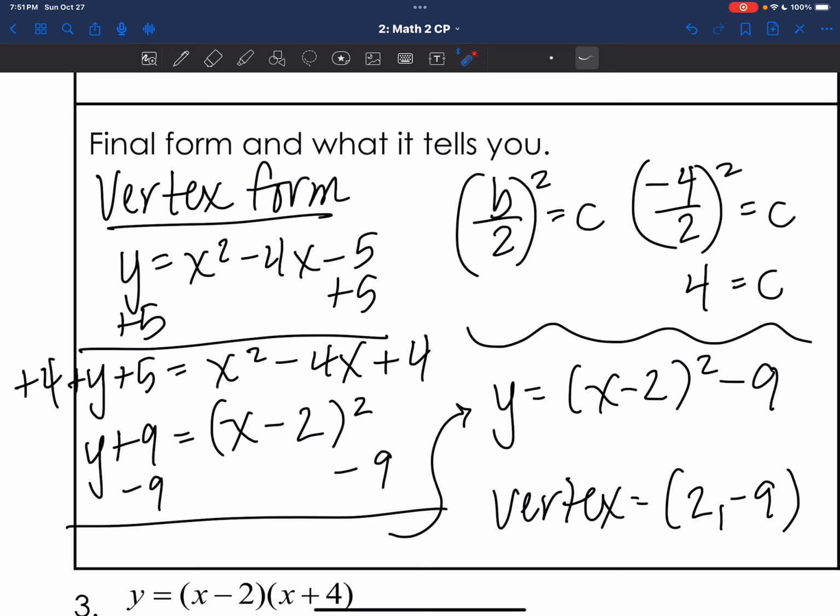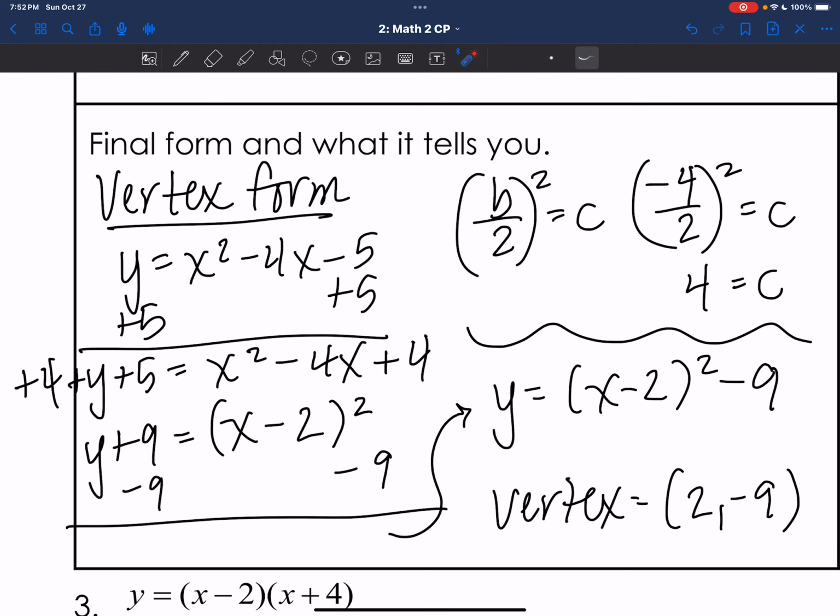Now that we've got this squared, we're going to move this 9 back over here by subtracting. And then I'm just going to finish my work, so that cancels out. So I'm going to move it up here, and it's going to be y equals x minus 2 squared minus 9. Now that it's finally in vertex form, all you have to do is look at your h, and then look at your k, and that's vertex form. And just to remember, when we're doing our trinomial, don't forget b over 2 squared equals c. And that's how we got that.